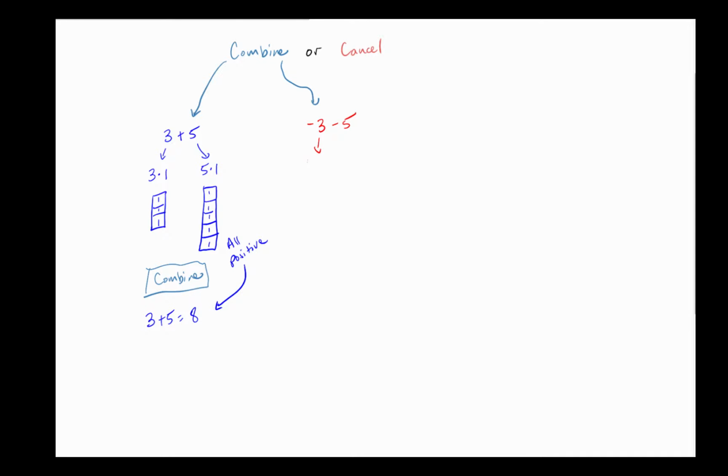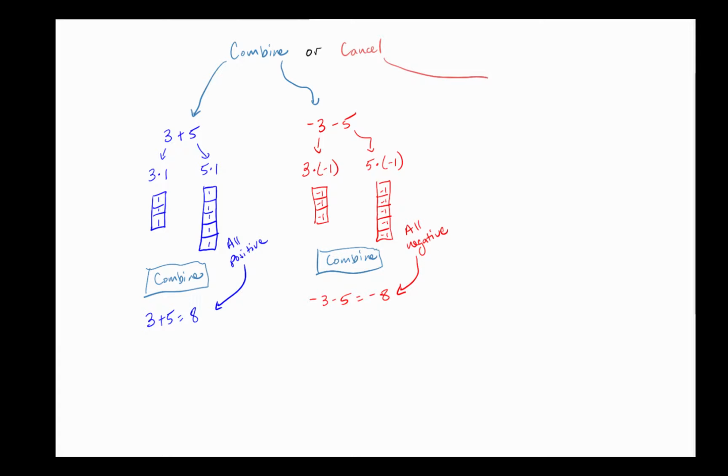Now, in this case, we have 3 negative 1s, a coefficient of 3 and a base of negative 1, and 5 negative 1s, a coefficient of 5 and a base of negative 1. Again, we don't have any of those opposite pairs that cancel out, so we're going to combine them together. We have 3 negatives and 5 negatives. That's a total of 8 negatives. Everything is negative.